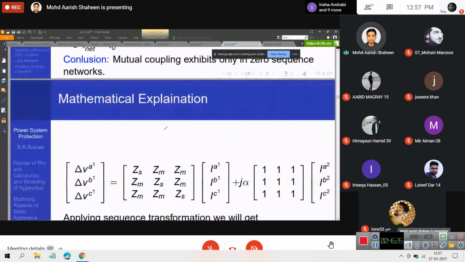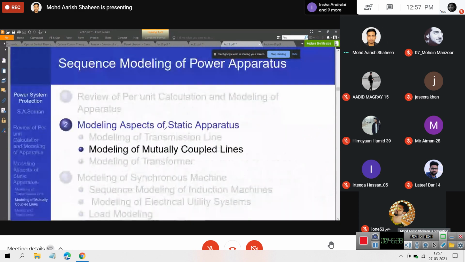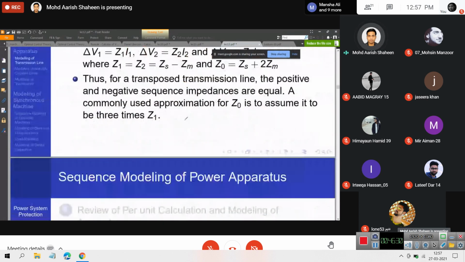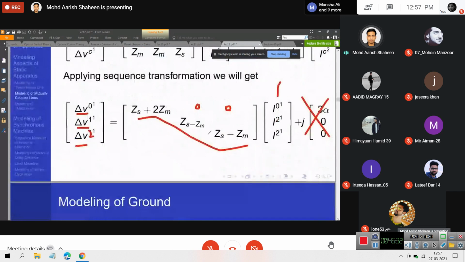So if you look at the original matrix, it has these three eigenvalues. In fact, two are repeated: Zs minus Zm, Zs minus Zm. Look at the first eigenvalue, which corresponds to the zero sequence impedance, because here the row corresponds to zero sequence, and the column also corresponds to zero sequence. Here we have an addition. Here we had subtraction. Okay.